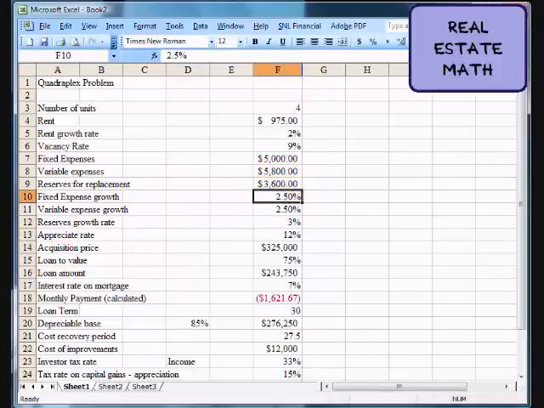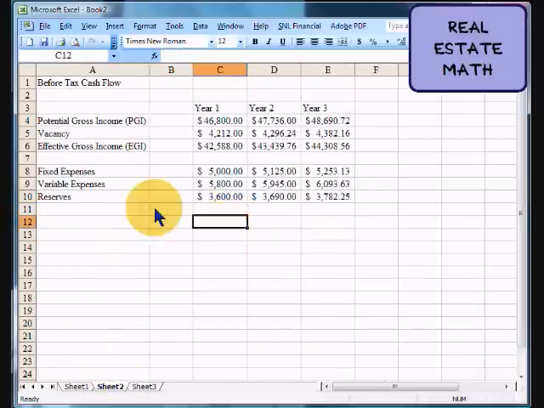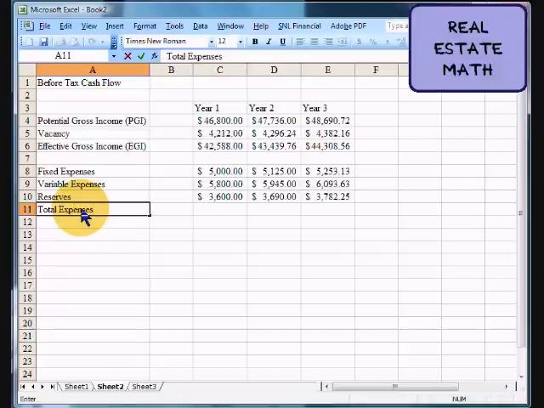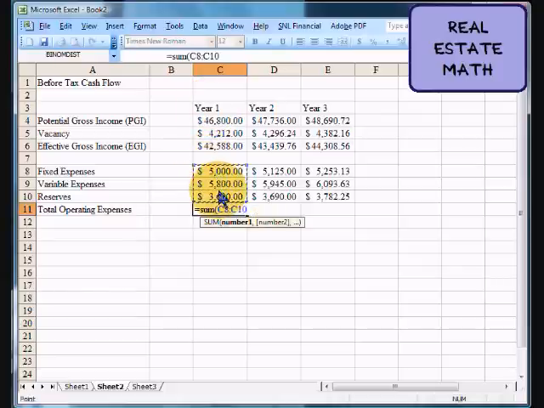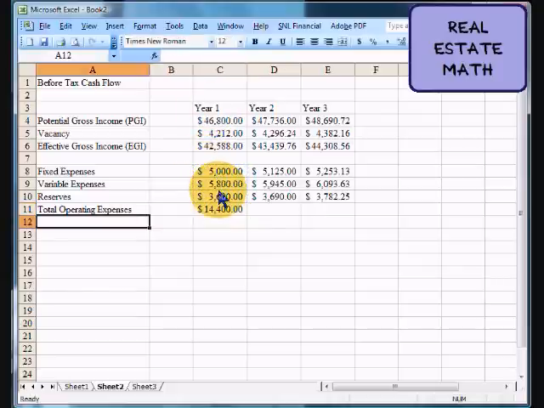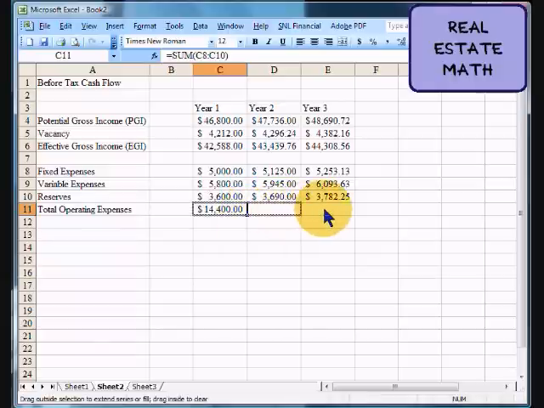Okay, so now we have our total expenses. Let's go back to the other sheet and let's sum those up. These are our operating expenses. And we'll use the handy Excel sum function and highlight these values. 14,400 are expenses for the first year. I'll drag this across to get our expenses for the other 2 years.